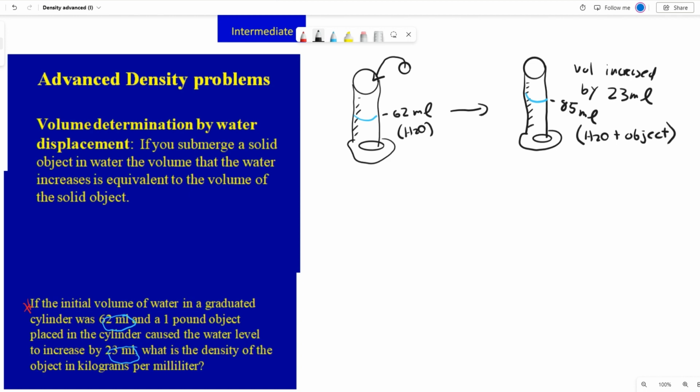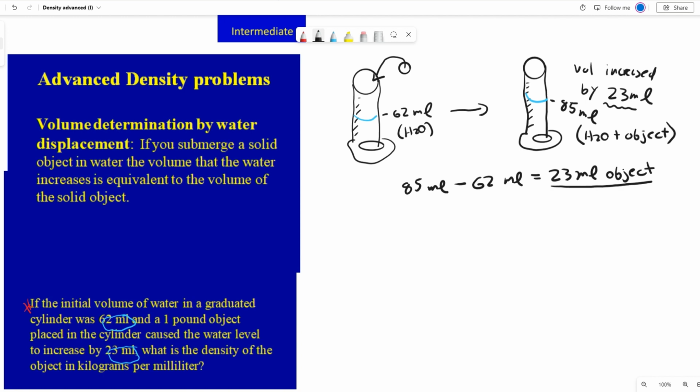But we didn't even really need to do that calculation because right in the problem it says it increased by 23 milliliters. Well, if you take 85 minus 62, which is the object and the water, minus the 62, which is just the water, that's where you get the 23 milliliters, and that's the object. So in this problem, by saying that the water level increased by 23 milliliters, they're indirectly telling you that is the volume of the object.